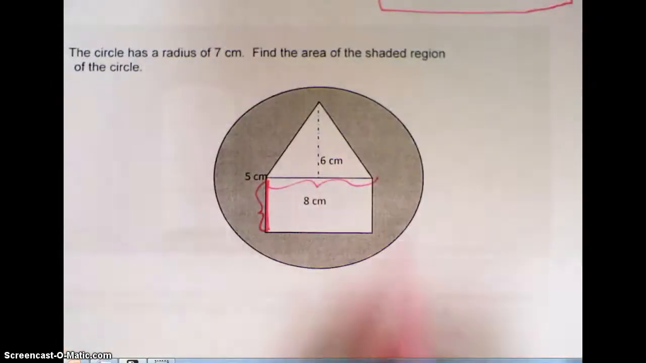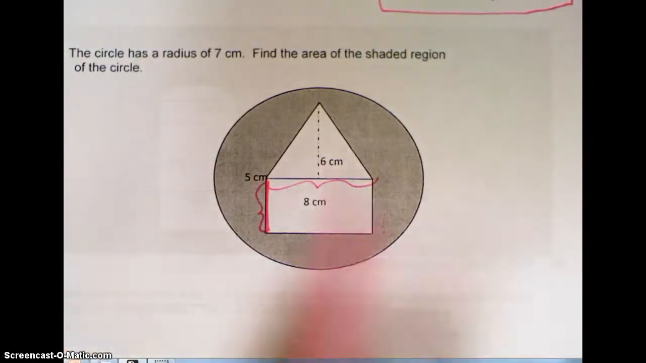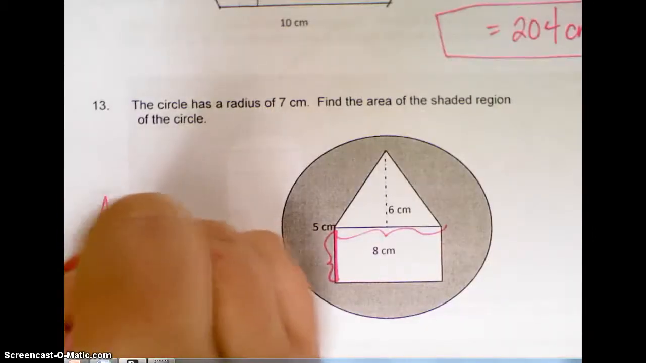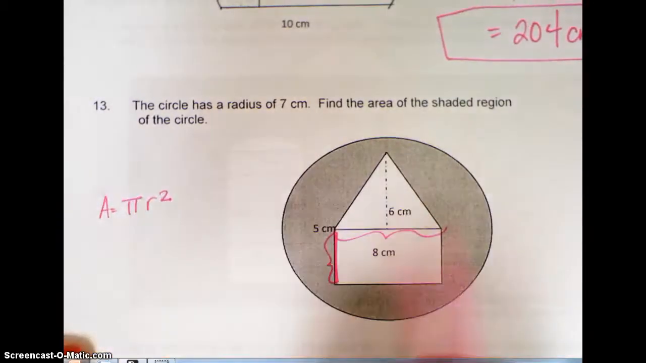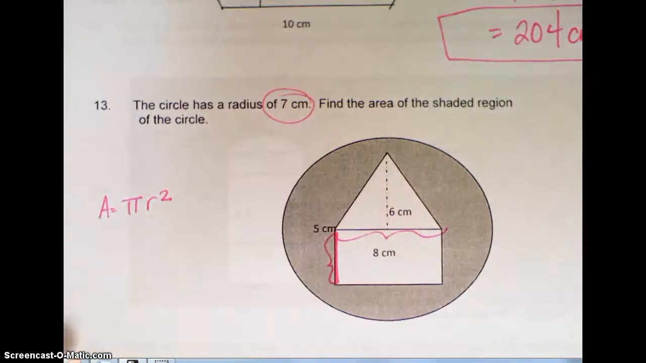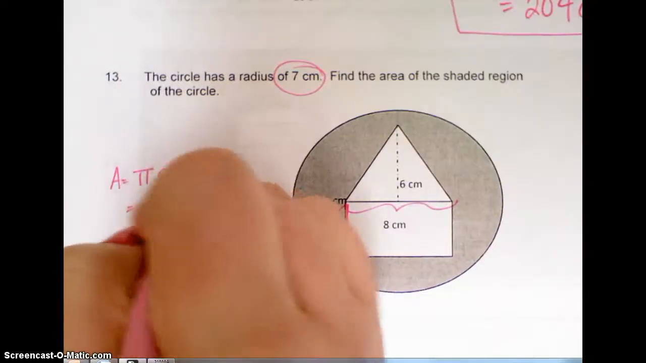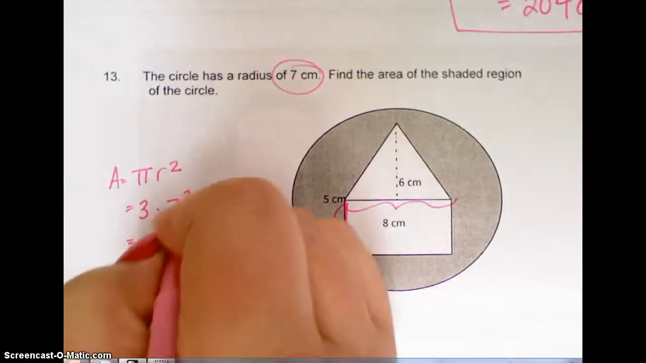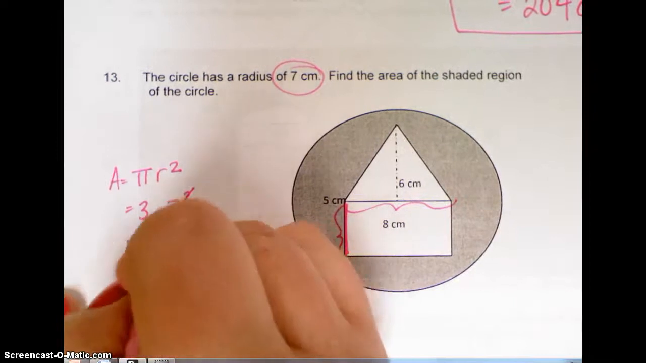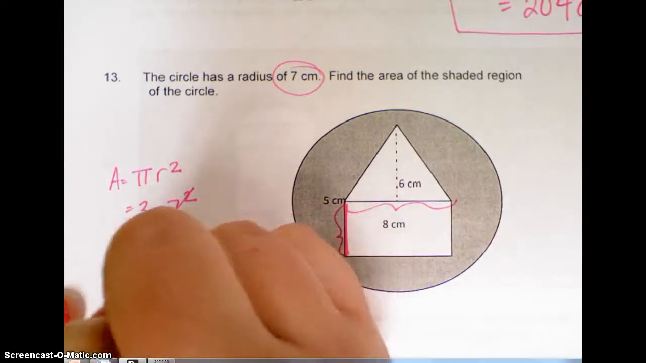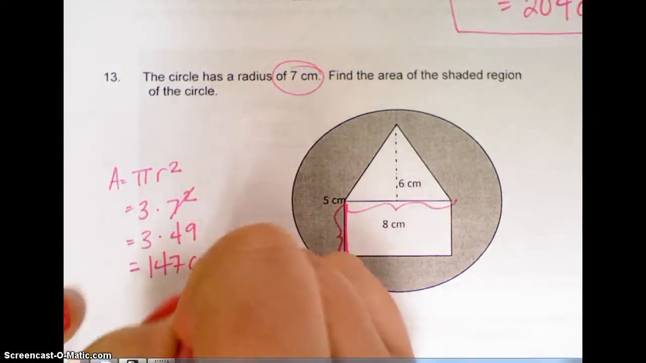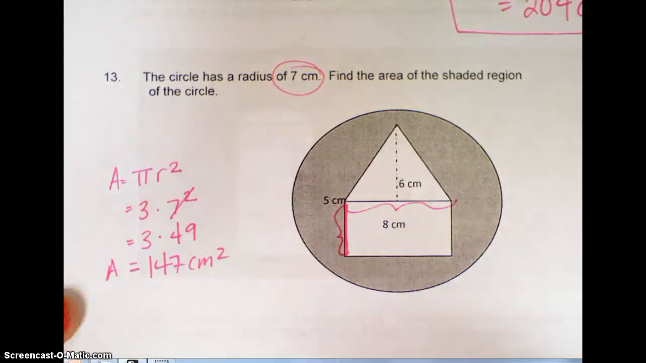To find the area of the shaded region, we need to do the area of the circle and then subtract the area of the triangle and the rectangle. So area of a circle is pi times radius squared, and we know that the circle has a radius of 7 centimeters. So it's going to be 3 times 7 squared. 7 squared is 49. 3 times 49 is 147 centimeters squared. That's the area of the circle.